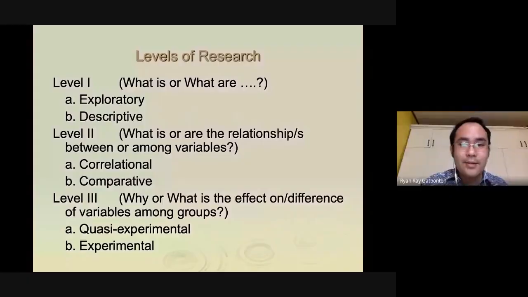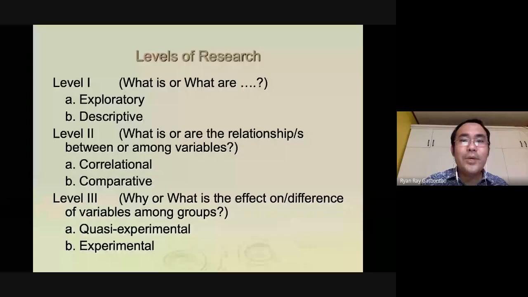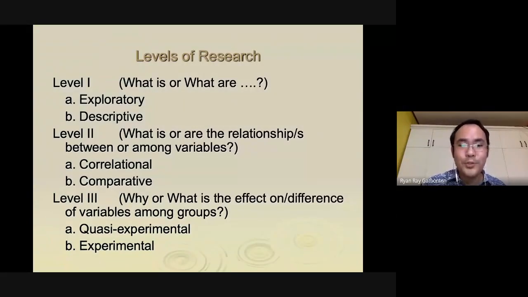And lastly, level 3 researches are concerned with the effects or differences of variables among groups. It could be in the form of quasi-experimental. Quasi means "like." In our future sessions, we will differentiate quasi-experimental and experimental. But the essence of level 3 researches are those that compare the effects and differences of variables among groups.